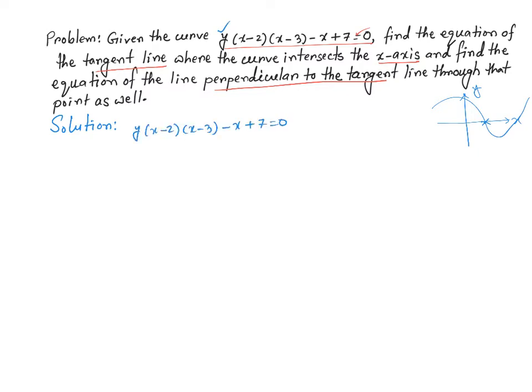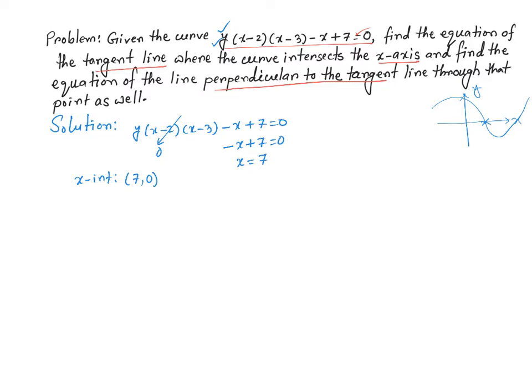Note that if we set y to 0, this term is going to go to 0, because 0 times (x minus 2) times (x minus 3) is going to be 0. So I'm going to be left with x minus (x plus 7) is equal to 0. If I solve for x, we are going to get x is equal to 7. So my x-intercept for this curve is going to be (7, 0).